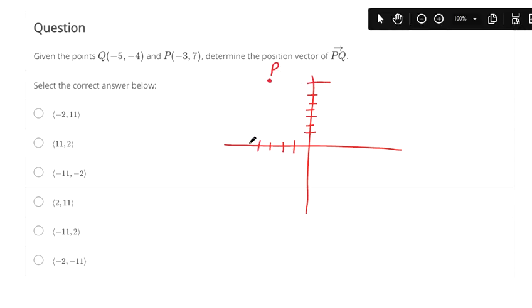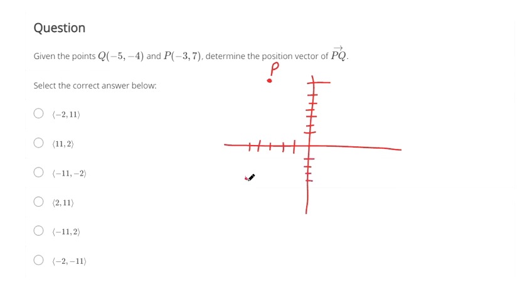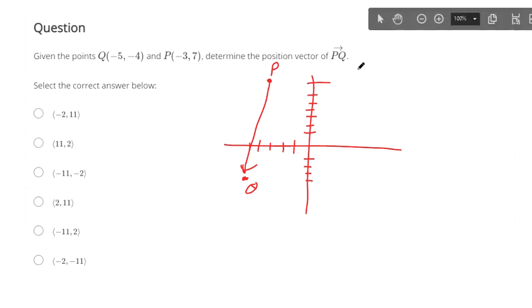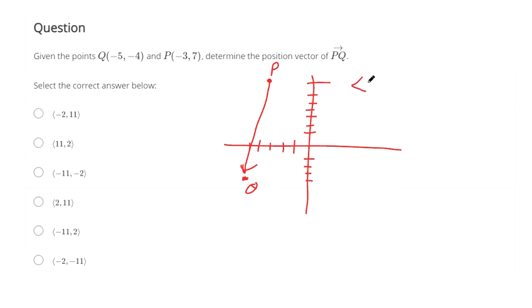And then -5, -4. There's Q. So the vector looks like this. The arrow is pointing towards Q. So the vector is talking about both the direction and the magnitude. Basically what you want to do to create that vector that they're talking about is describe the change in y and the change in x.